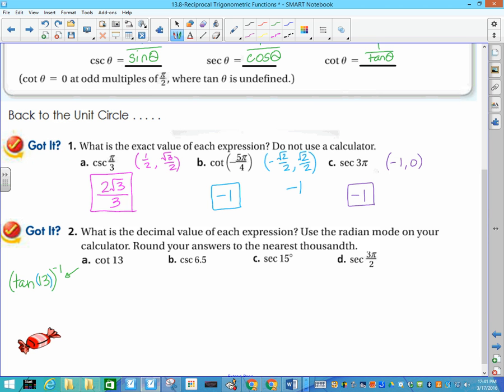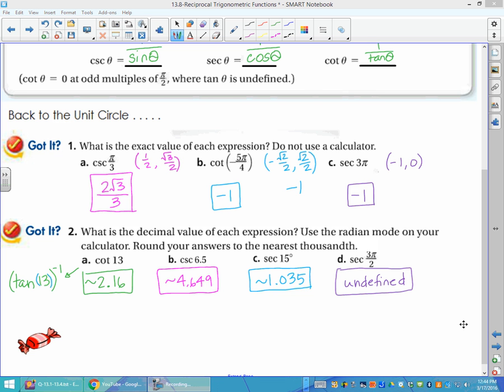this problem will be negative 2.160. You don't have to write that zero. That's rounded to the nearest thousandth. So let me pause and we'll go get the rest of the numbers and you can check yourself. Okay, so here are your answers. I hope those checked out. And if they didn't, please be sure to come see me.